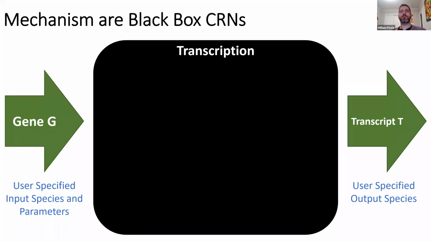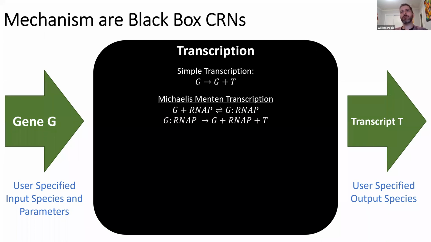So for example, with transcription, there's sort of one unifying framework. The input is a gene and the output is a transcript. But what happens in the middle is programmable. So I might have a very simple model, like gene goes to gene plus transcript. It can't get any simpler than this. But maybe I want to include some machinery like RNA polymerase. So I have this binding reaction I've shown you a bunch of times where the gene binds to RNAP, and then the complex of the gene and the RNAP then produces a transcript.